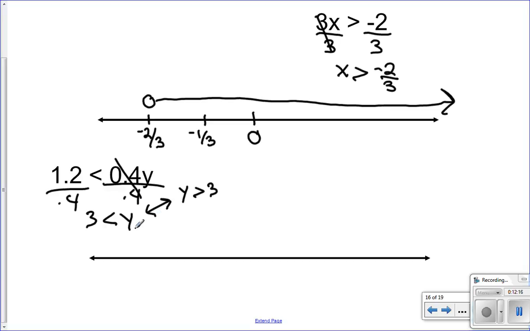Be careful when you're doing these, okay? Make sure you're reading them correctly. Remember, your graph represents everything that's going to make this equation true, everything that's going to make your variable true. 1, 2, 3. So y is greater than 3. So it's an open circle. And it's everything that's greater than 3. So it's everything to the right of it, because everything to the right on the number line is greater than 3.